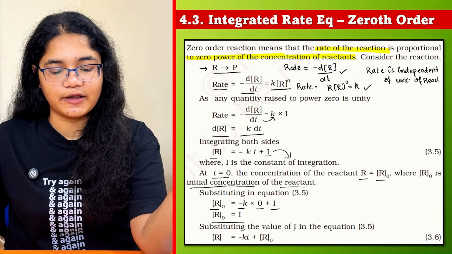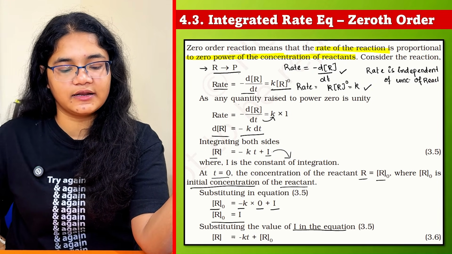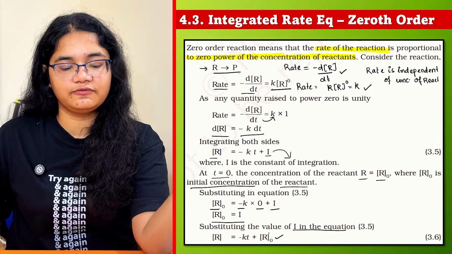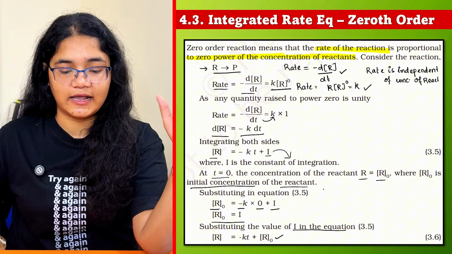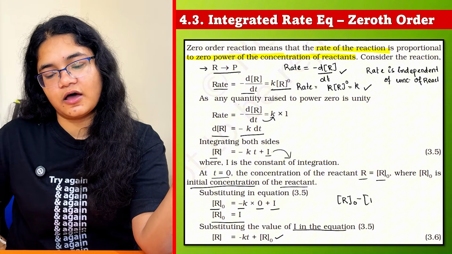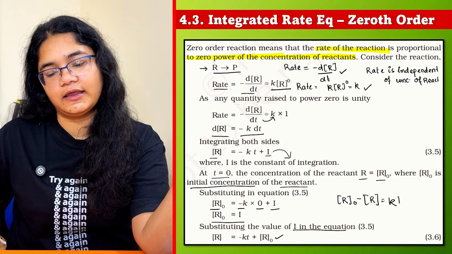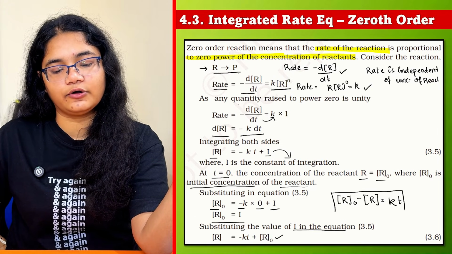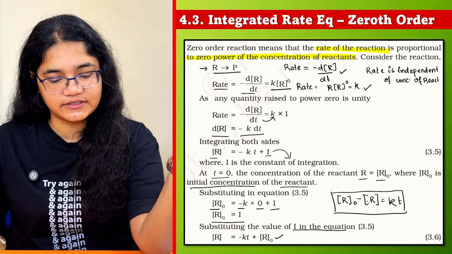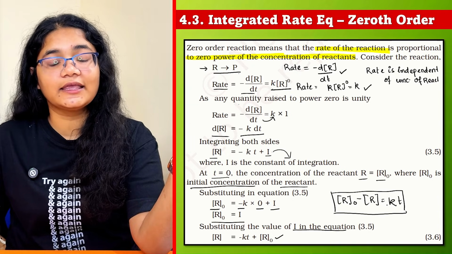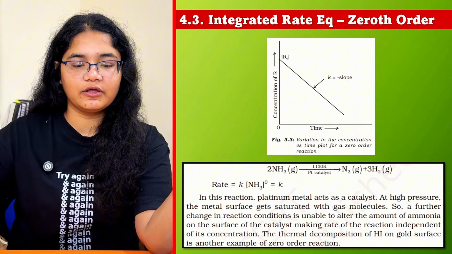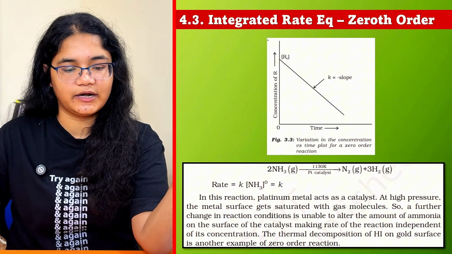Now substituting the value of I in the equation, you have r is equal to minus kt plus r naught, right? So this is the equation for your 0th order reactions. You can just formulate it better like this, r naught minus r is equal to k into t. This is the integrated rate law for 0th order reactions. Here r naught is the initial concentration, r is the final concentration, k is the rate constant, and t is the time, right?